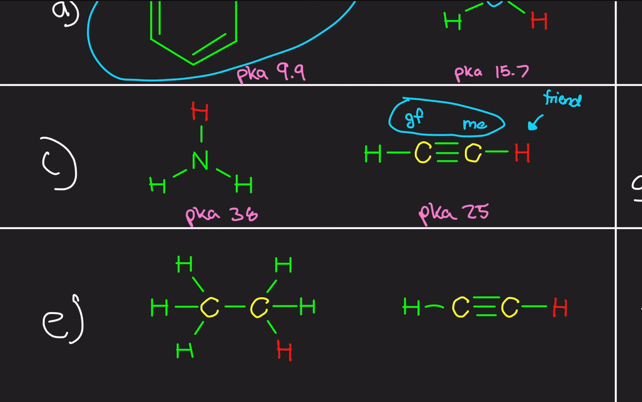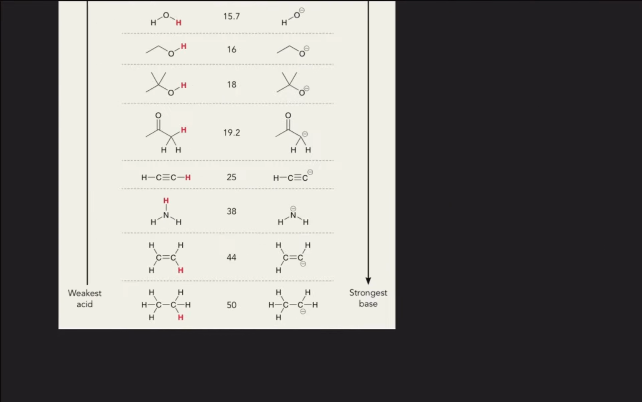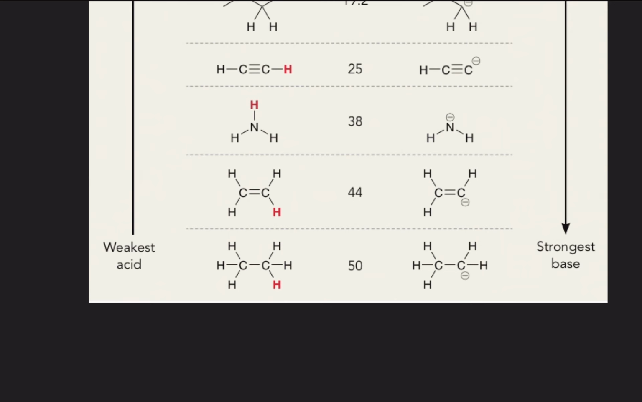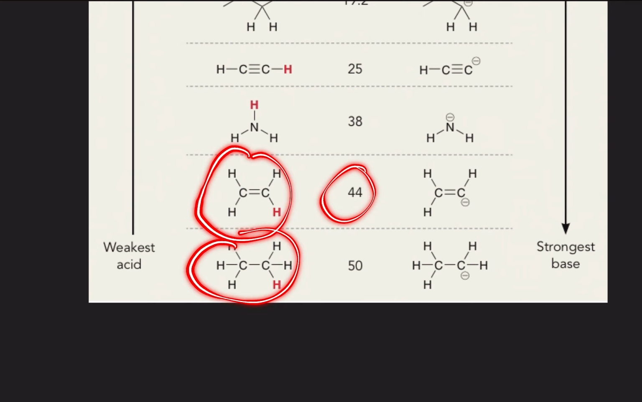A triple bond is more acidic than a single bond. A stable relationship is more acidic than an unstable relationship. Triple bonds are more stable. This also means that triple bonds are more acidic than double bonds, and double bonds are more acidic than single bonds. This is proven to you on the table here. Here we have a triple bond of 25 compared to a double bond of 44 and a single bond of 50.